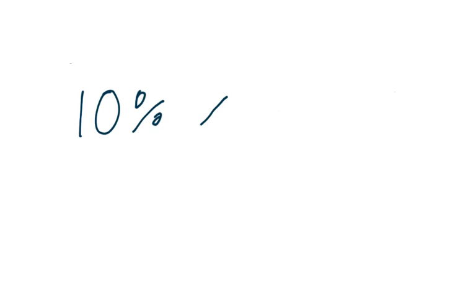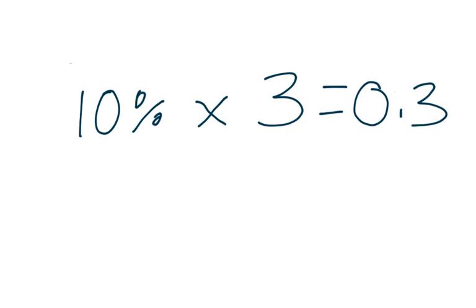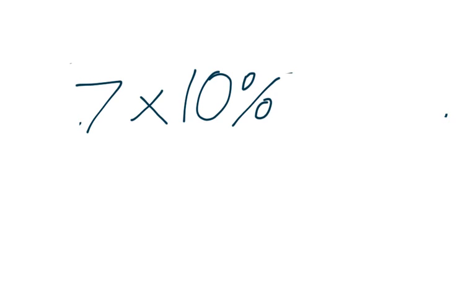If I want 10% times 3, I've got to move my 3 one place to the right. That would give me 0.3. If I wanted 7 times 10%, I would need to divide 7 by 10, move it one place to the right, 0.7. So that's my finding the 10% that we showed you yesterday.